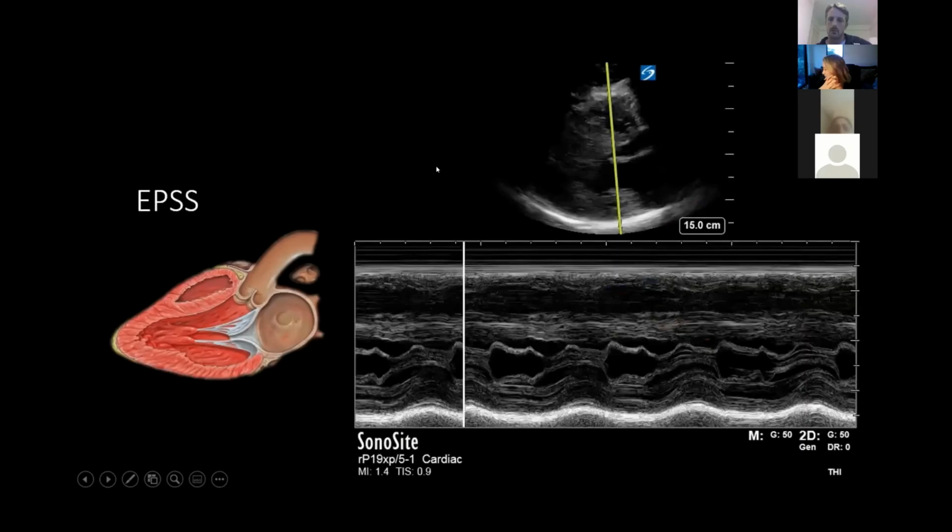So pop a quick M mode cursor down, as you would for your EPSS, you see something quite interesting. This you don't see very often.